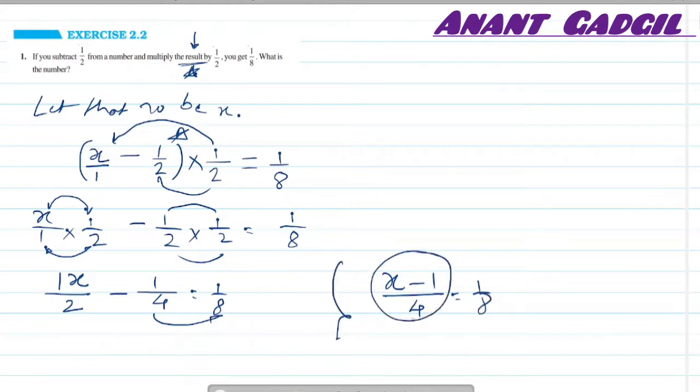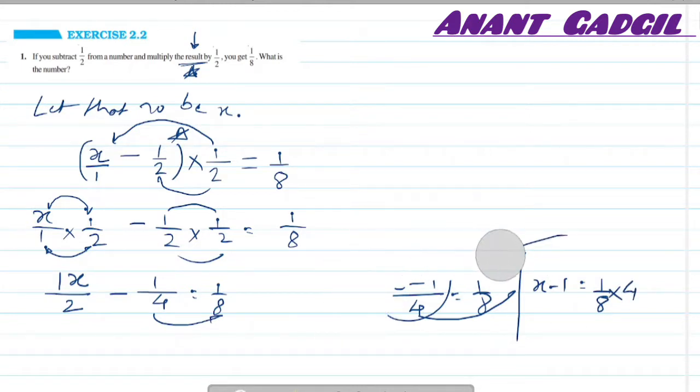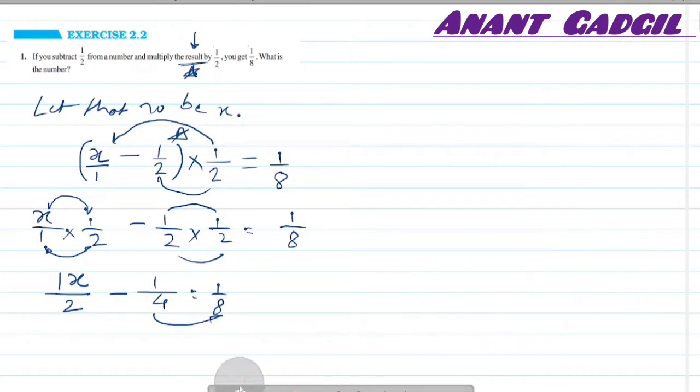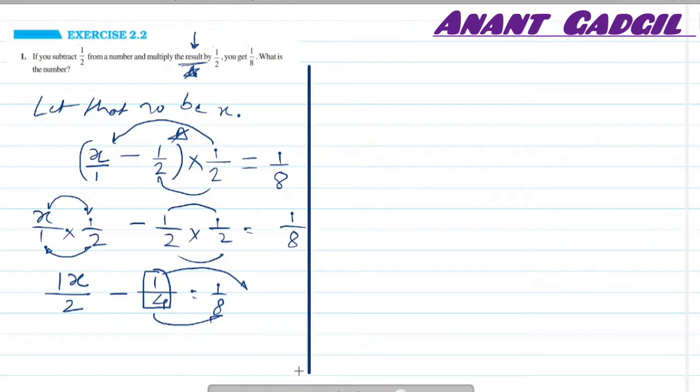If it is like this, then we can take this 4 to the other side and it will become x minus 1 equal to 1 by 8 times 4. Then it will be correct. But here the 4 is not dividing the whole term. So what we have to do is take the like terms on one side. So we are going to take this complete 1 by 4 to the other side, and as it was negative 1 by 4 here, it is going to become positive 1 by 4. As it was minus 1 by 4, it will become plus.